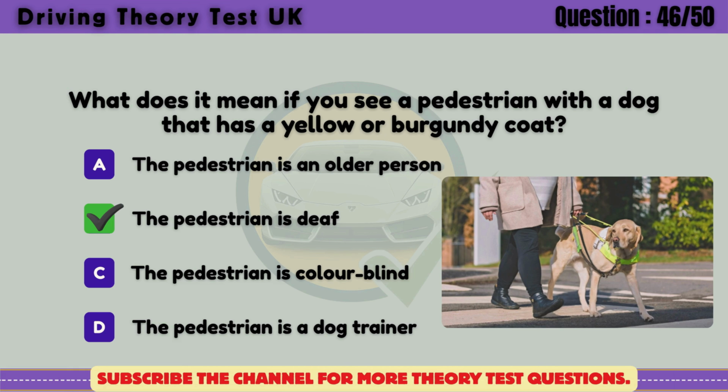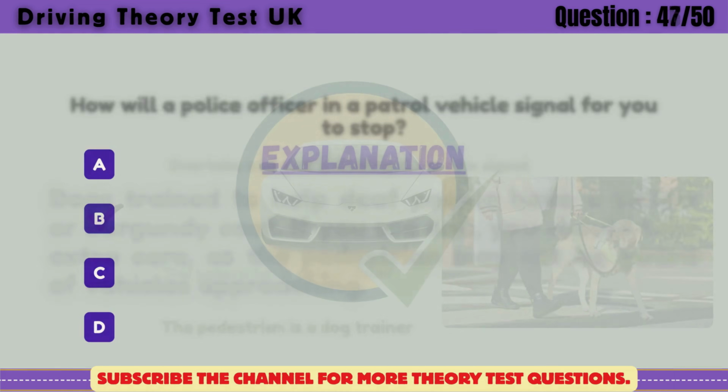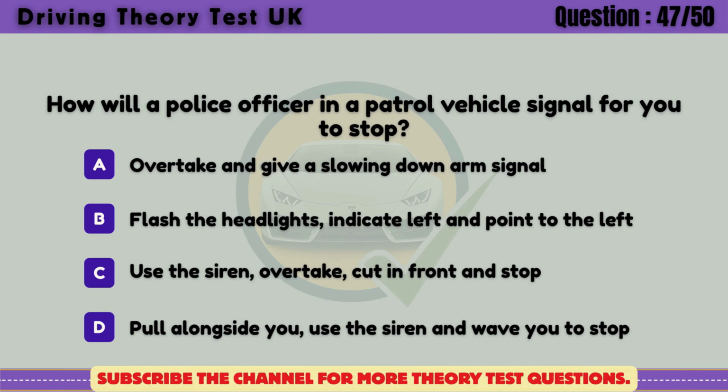Answer is B. The pedestrian is deaf. Dogs trained to help deaf people have a yellow or burgundy coat. If you see one, you should take extra care, as the pedestrian may not be aware of vehicles approaching. Question 47. How will a police officer in a patrol vehicle signal for you to stop?